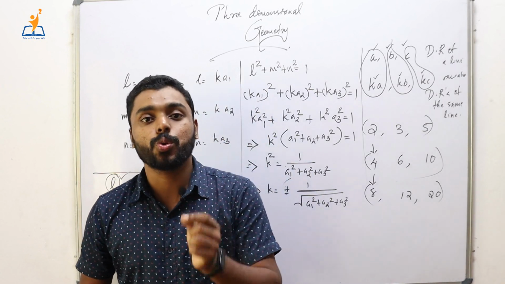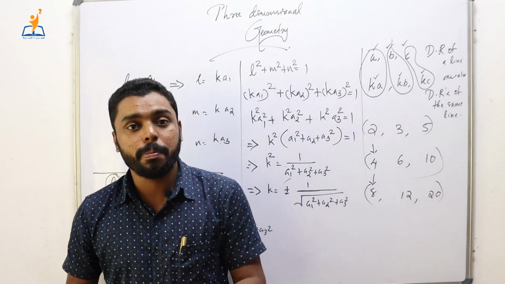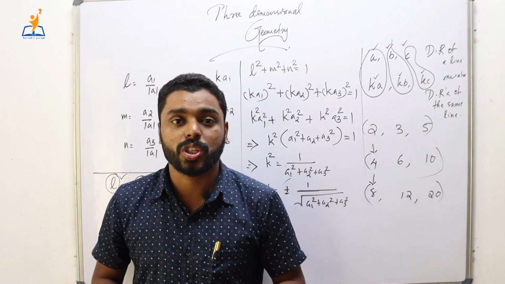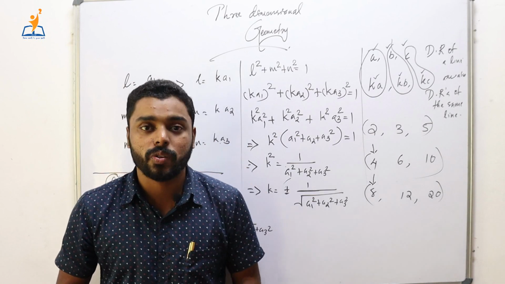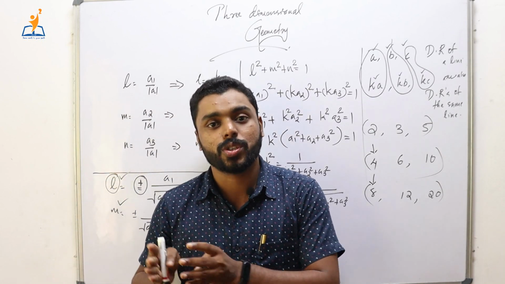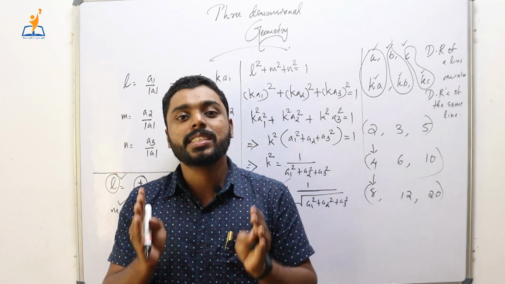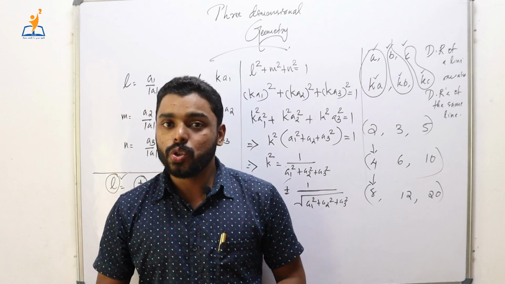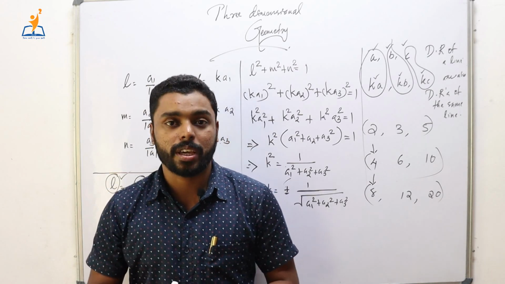What we need to remember is that the direction ratios must always be proportional, or the respective components of the direction ratios must be proportional. If the respective components of the direction ratios are proportional, we can say that each set of direction ratios represents the same line. So we shall move on to the next topic.